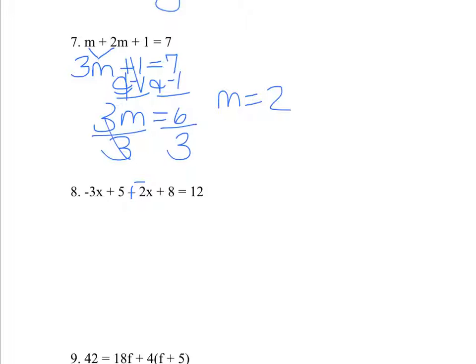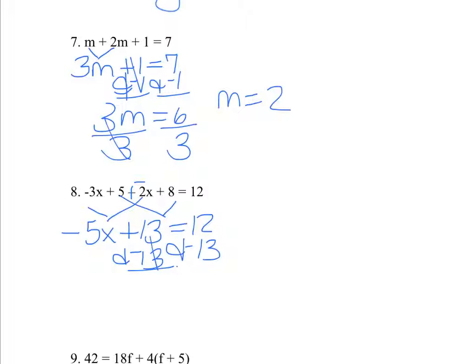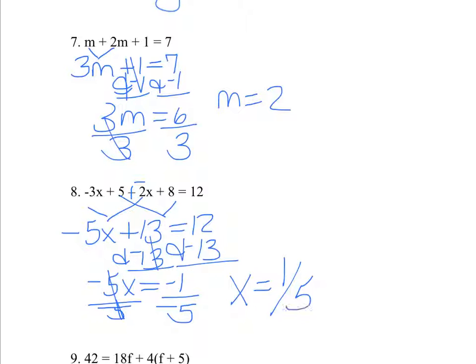Number 8, change to plus the opposite. Add together my like terms. I have 2 pairs this time. That gets me negative 5x plus 13 equaling 12. Add negative 13 to each side. Negative 5x equals negative 1. Divide by negative 5. Remember that 2 negatives go positive, so your final answer is positive 1/5.